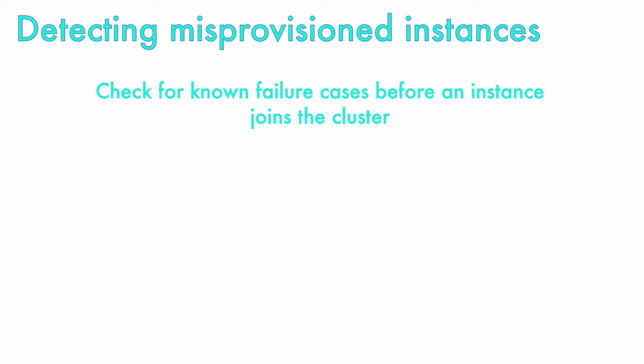One customer found a case they could detect with a simple script. If the script detected degraded networking, it caused the instance to terminate, and CycleCloud launched a new one. Without this check, jobs would run at half speed, which might not be noticed for several hours.